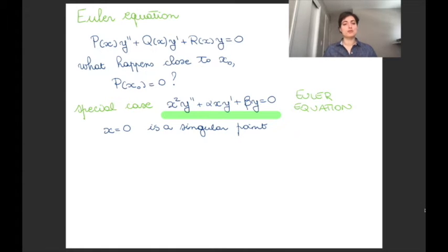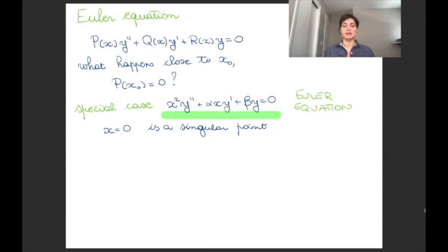We're looking at a special case of a second order linear ODE with non-constant coefficients, homogeneous, and we're asking ourselves what happens around x naught when x naught is a singular point. Previously we have used power series to solve this type of equation when x naught is not a singular point. Now we're expecting it to be a singular point.